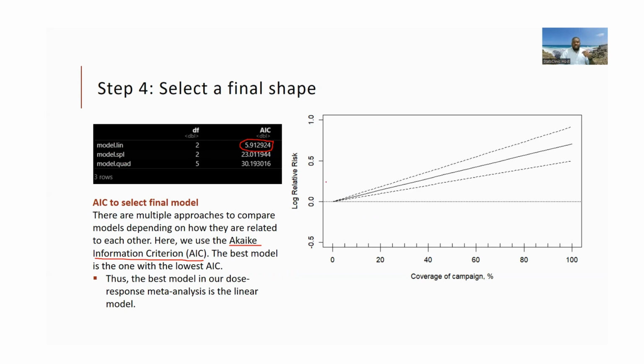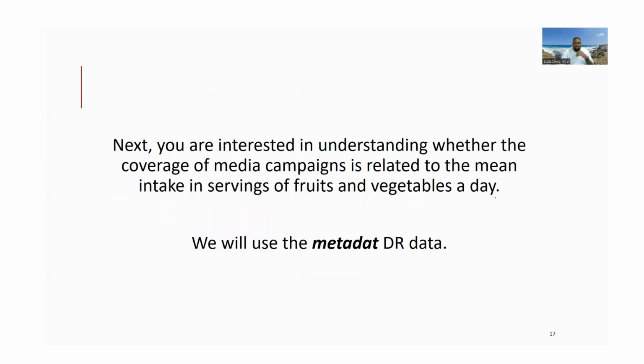So if somebody asks you what's the true relationship of the coverage of a media campaign and the risk of intake of fruits and vegetables, then you will say that it's a linear relationship. This is what this looks like. And then so we plot this, okay? All right, let's take another example.